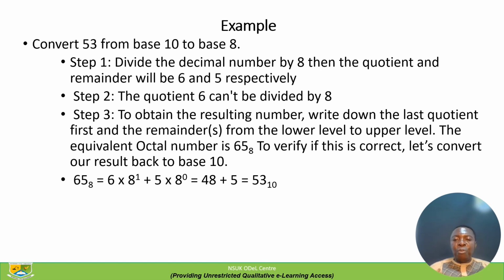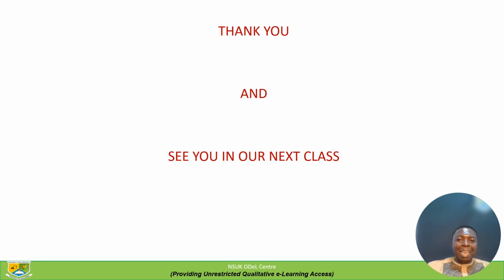To verify if this is correct, let's convert our result back to base 10. 65 base 8 is equal to 6 times 8 to the power of 1 plus 5 times 8 to the power of 0, which equals 48 plus 5, which equals 53 base 10. I hope you are following. So this is a summary of what we are expected to know in the real number system.